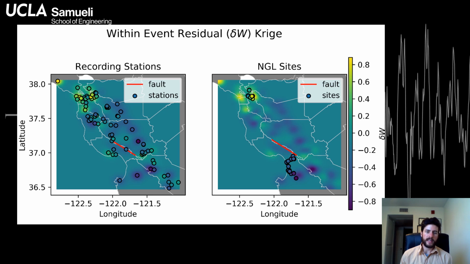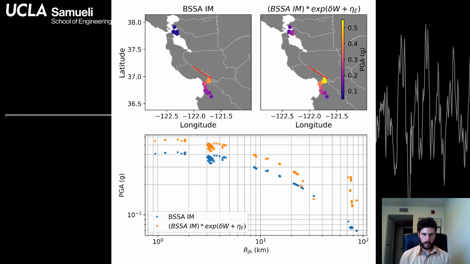What is shown on the left is that Krig with the stations with the recordings overlaid on top of it with the same color scale applied. And on the right is the same Krig with the same color scale showing the within event residuals along with the NGL sites and their interpolated residual at each of those locations.